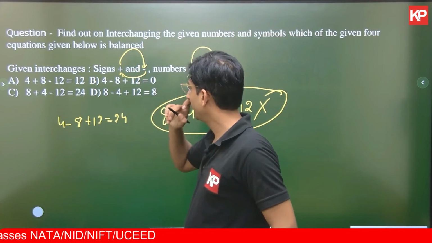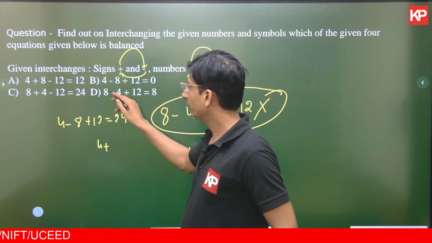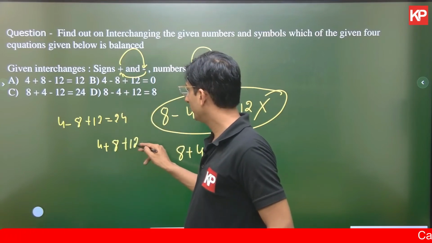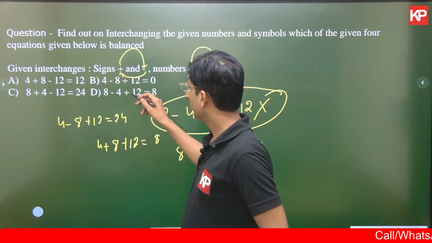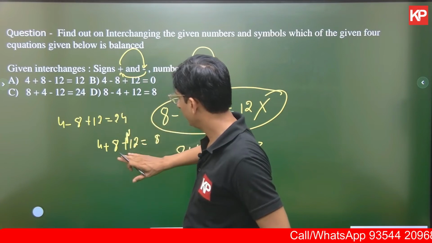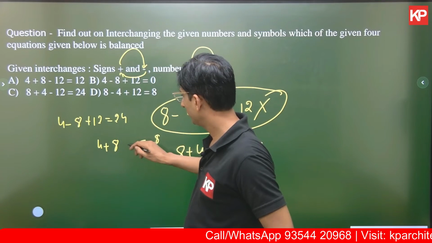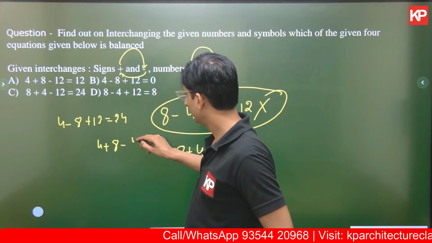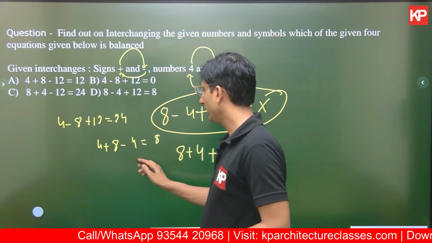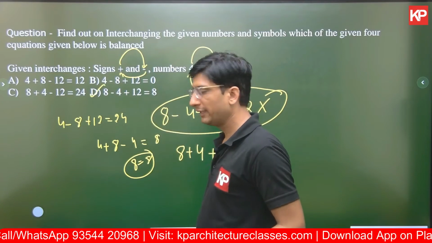But still, just to clarify, this becomes 4, minus becomes plus, 4 becomes 8, plus 12 is equal to 8. Sorry, this is minus. At the place of plus I have to write minus. So this is 12 minus 4, which is equal to 8. So 8 and 8 are balanced. So that's why option number D is the right answer.